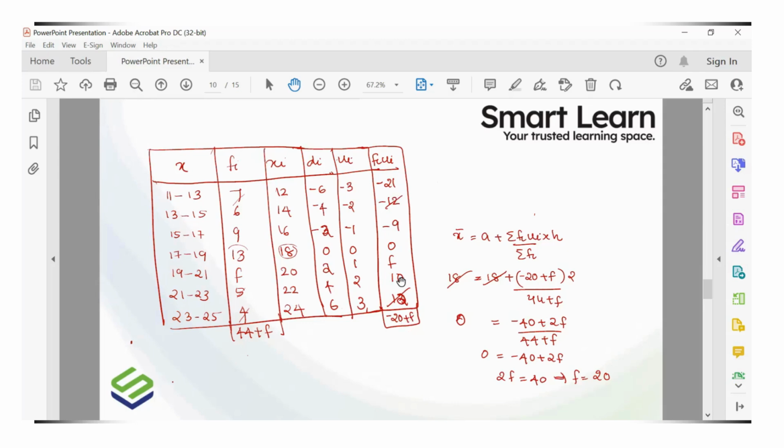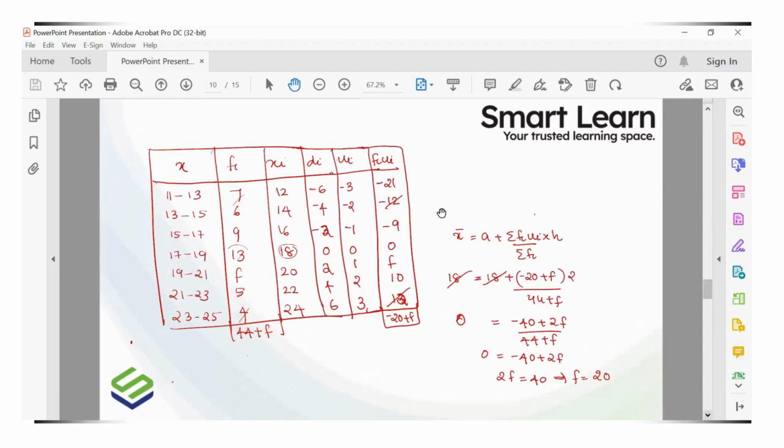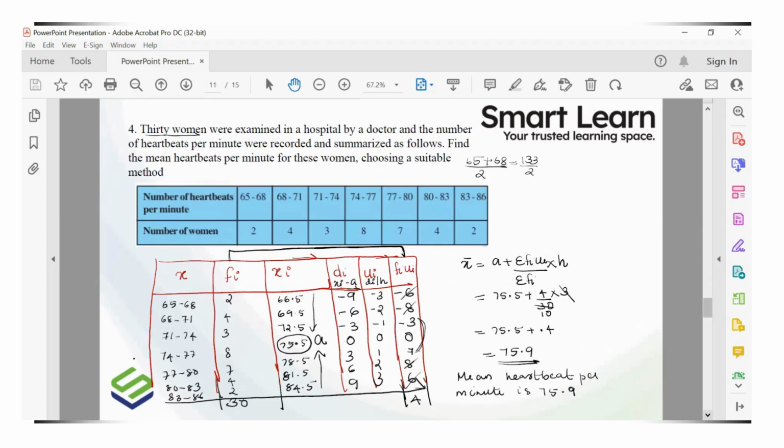Okay, so when you add this one, you will get minus 20 plus f. Here you will get 44 plus f. Then x bar is given as 18. Look, children, here the mean is given as 18. So 18 is equal to 18 plus sigma fi ui, minus 20 plus f, into h, which is 2. This one, 18, 18 cancels, so 0. So this will come to this side as 0. Then that is minus 40 plus 2f. So 2f is 40, so f is equal to 20.